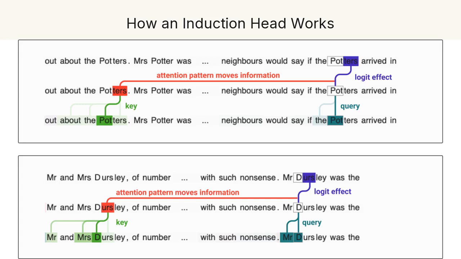after the earlier Dursley. The attention pattern in red moves information from there. The OV circuit, the logit effect in purple, copies that next token forward. Where to look is set by composition between the 2 heads. What to copy is the OV circuit. 2 heads, 1 elegant algorithm.